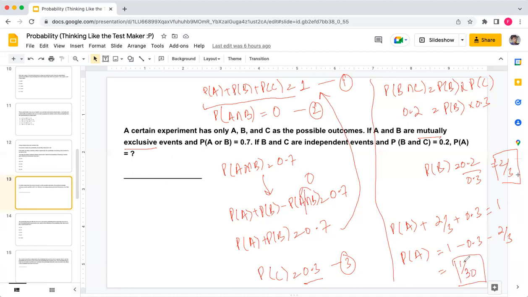So everyone got this? The only thing is that if events are mutually exclusive, their combined probability, including A and B, will be 0. If they are independent, then the AND probability will be the product of their probabilities. And the last thing is that the sum of probabilities is equal to 1. Just use these three main concepts and solve this question straightforwardly. The answer is 1 by 30.